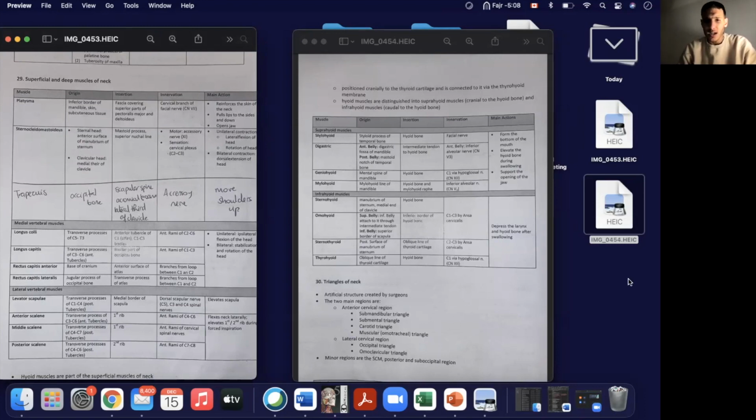Okay, so I'll use these two tables as a guidance towards what I am explaining and show you exactly where those muscles are and how everything is situated.